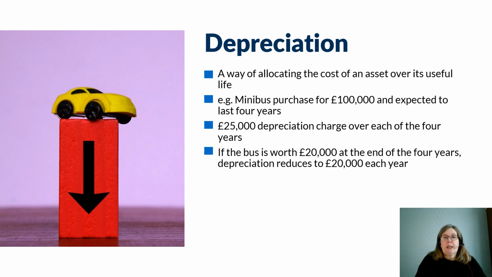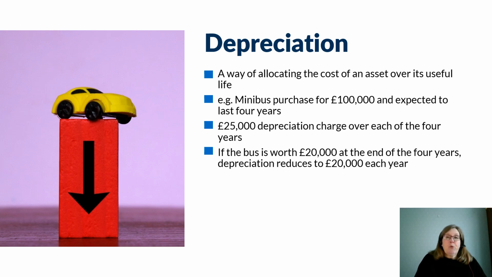But that's a very simple example. What if the minibus was going to be worth £20,000 at the end of the 4 years? We'd have it in the balance sheet at nil value, but then we would receive £20,000 when we sold it. So we estimate the asset's residual value and then write the difference between the original cost and the residual value off over the useful life. In this case, our depreciation reduces to £20,000 per annum to write the bus down from £100,000 to £20,000 over the 4 years.